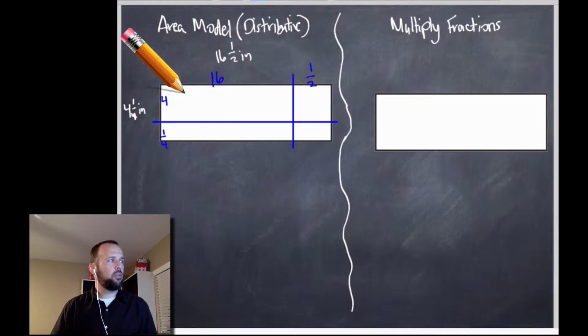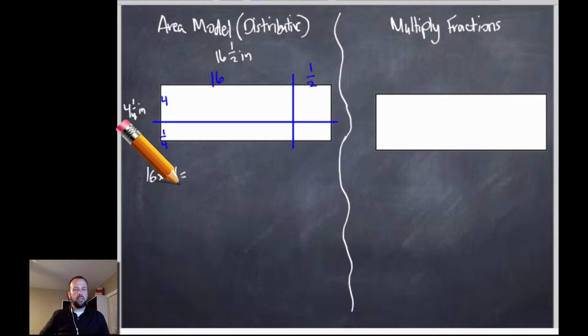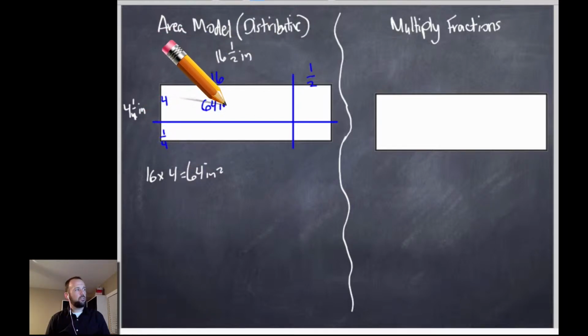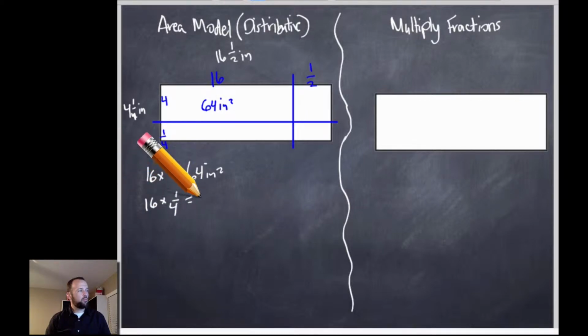So to do that, I'm going to start here. I'm going to do 16 times 4. If I do 16 times 4, what will that give me? That will give me 64 inches squared. So we'll put that here. I'm also going to write it here in my rectangle, 64 inches squared. Perfect. If I were to come down to my next rectangle here, I'd have to do 16 times 1/4. And if I did 16 times 1/4, well, that'd be 16 times 1, which would be 16 fourths, which would be equal to 4, because 4 can go into 16 4 times. So this would be 4 inches squared.